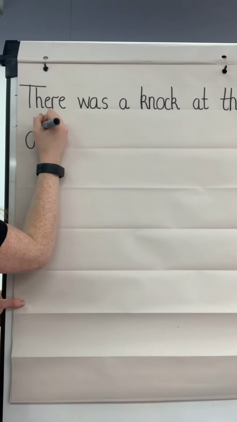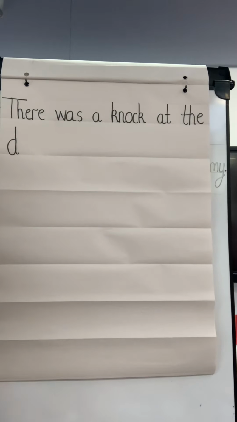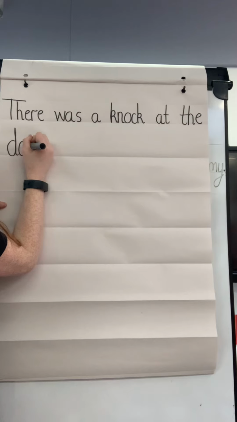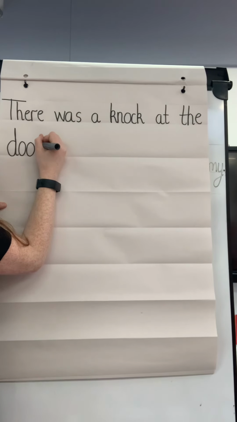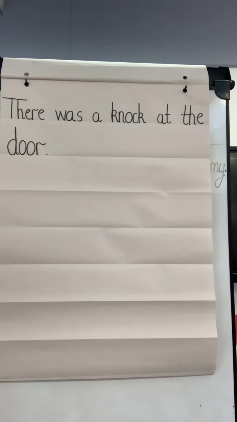Now we had a little look at the OR sound a few lessons ago. Is it OR, is it OOR, or is it ORE? It is double OR. So O-O-R. And I'll come out full stop on the end. There was a knock at the door.